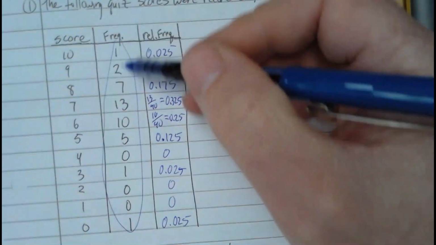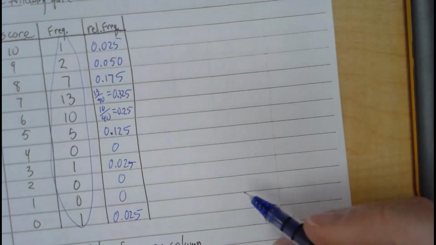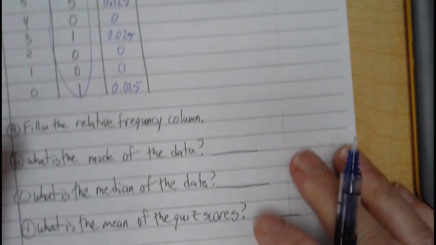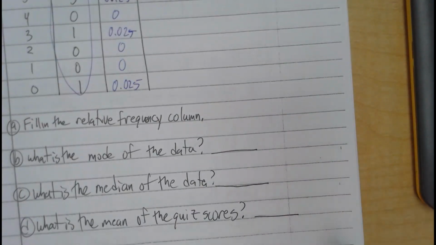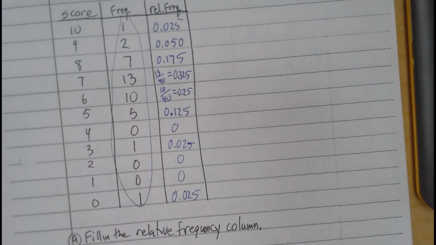So here the distribution is in whole numbers. This is the distribution in terms of a decimal, which would add up to 1. So A is done. The mode is the most frequent. I know I said those backwards in class one day. That was bad, Mr. Jackie. So the mode is the most frequent, so that happens to be 13, which is 7. So that would be 7.